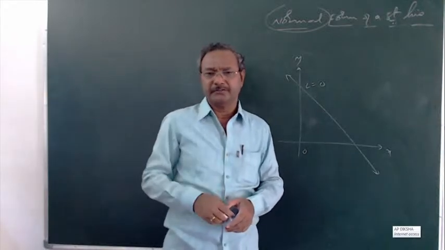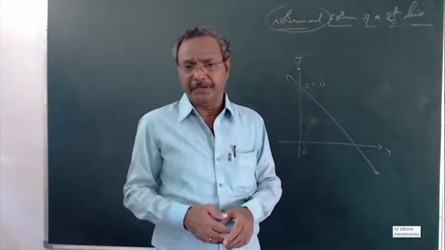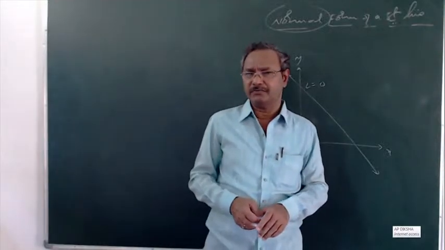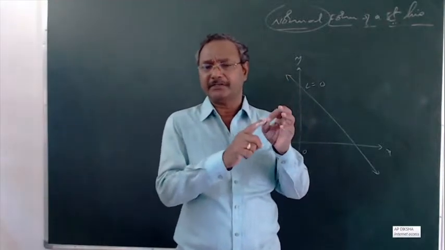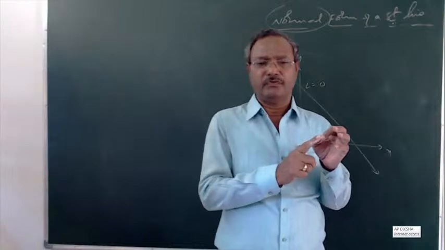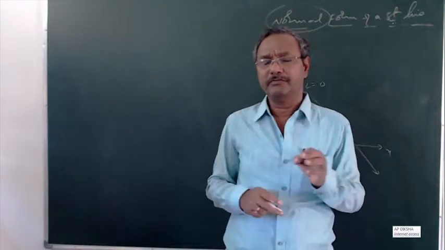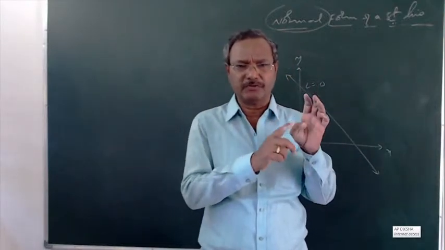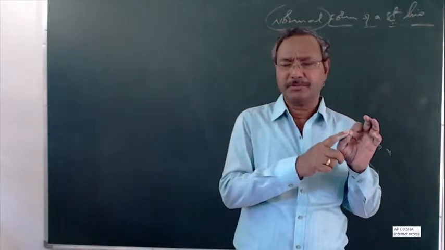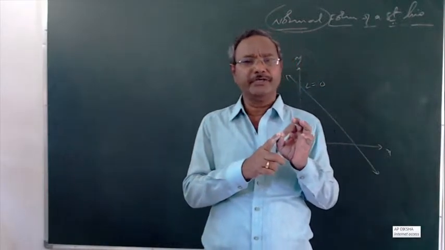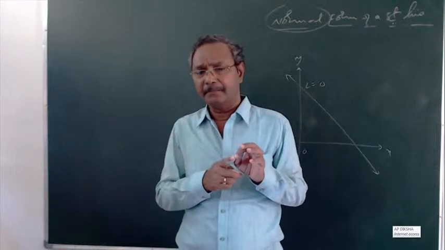You recollect the names of the different forms of this straight line. What is the first one? Slope-intercept form. For that, you need just two hints. One is, what is the slope of this straight line? What is the y-intercept of this straight line? So you need two hints to find the equation of this straight line.